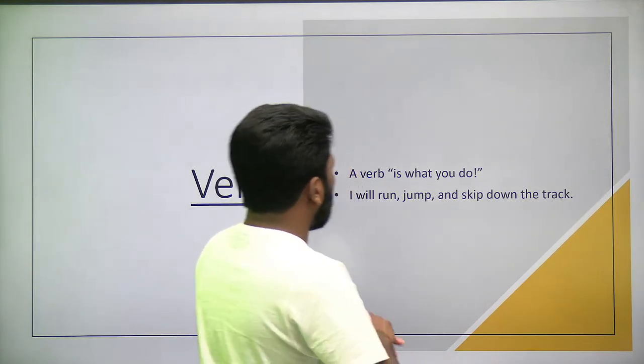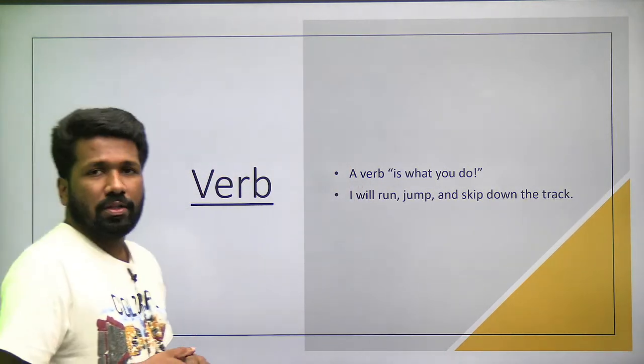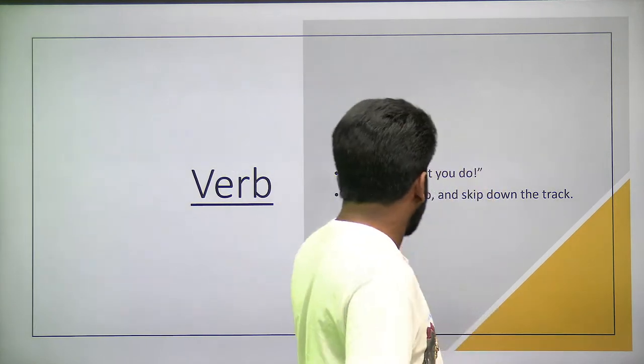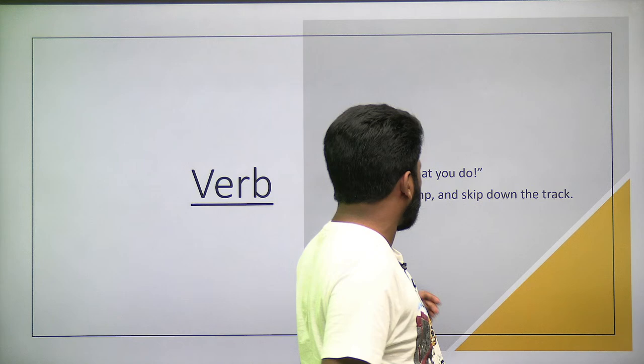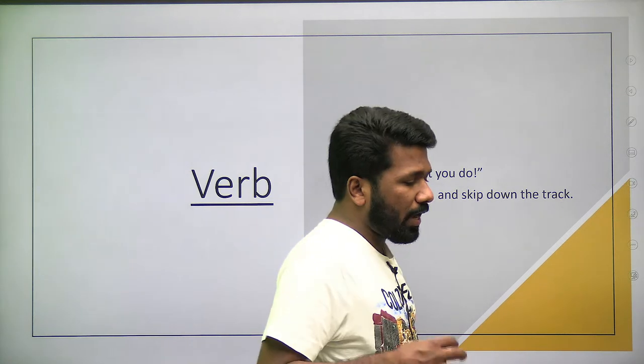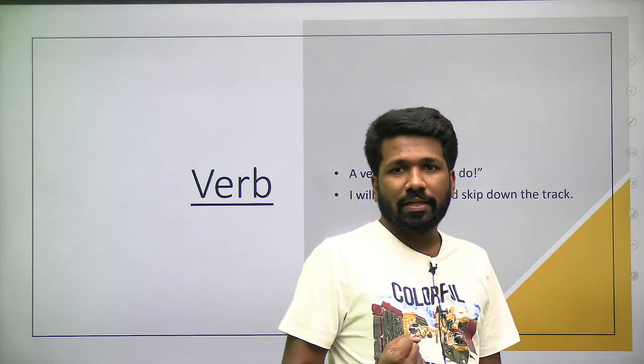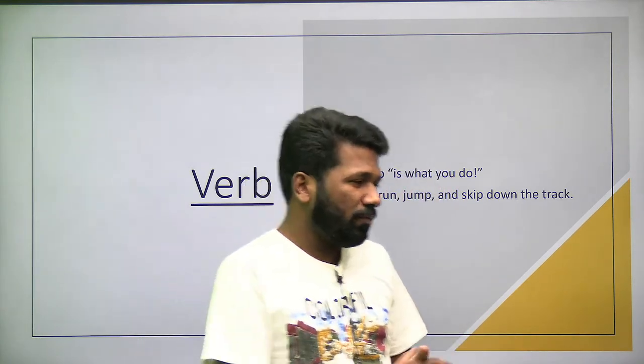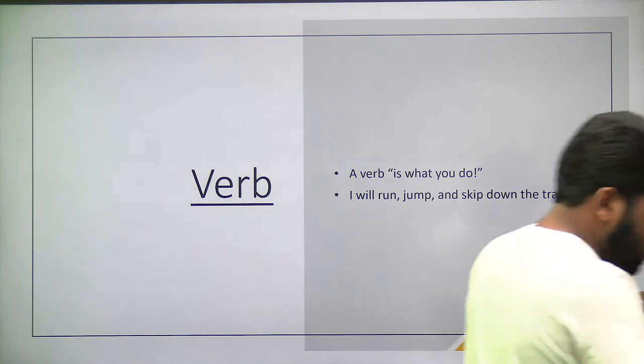Okay, what is a verb? Verb is what you do. For example, I will run, jump and skip down the track means run, jump and skip are things you do, na? So that is called verb. All of you know, I am just stating the obvious, I hope.